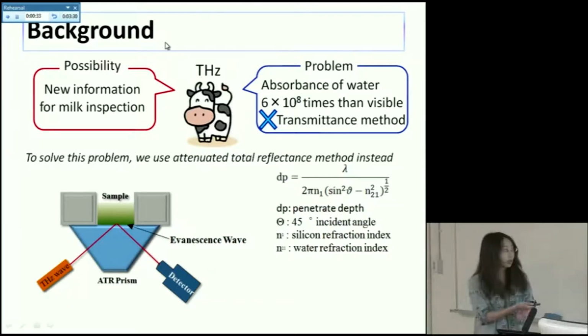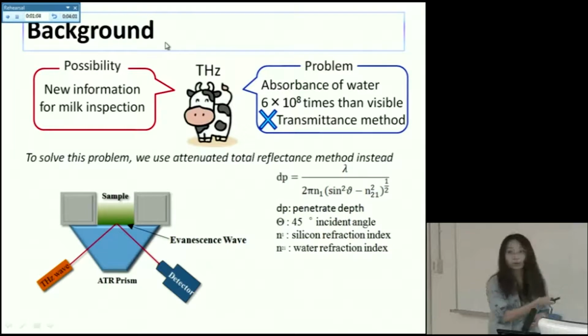This is attenuated total reflectance. This is our device, the silicon and the cell. When the light comes through the interface, if the incident angle is big enough, all the light will be reflected totally. But meanwhile, an evanescent wave will be generated. So by this equation, we can calculate the evanescent wave penetration depth in this sample.